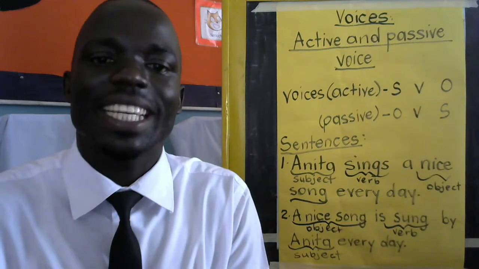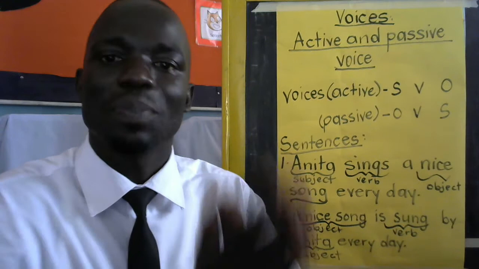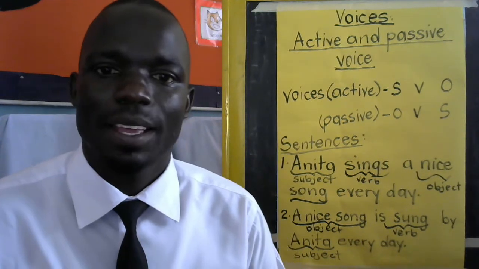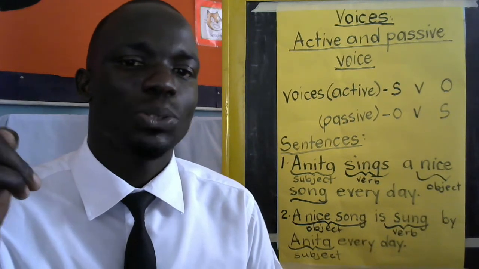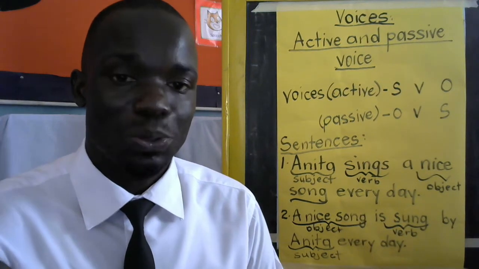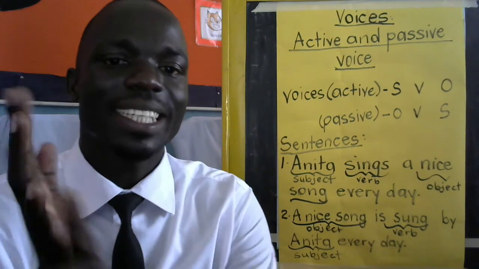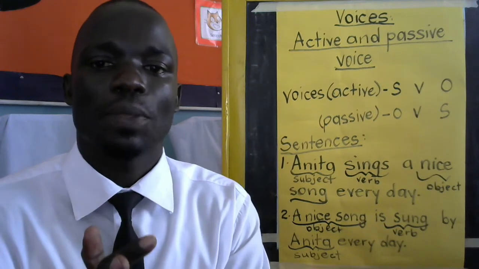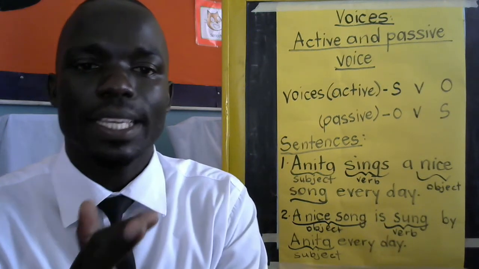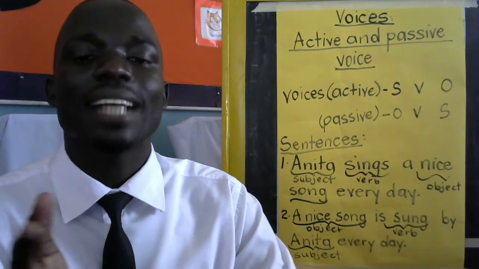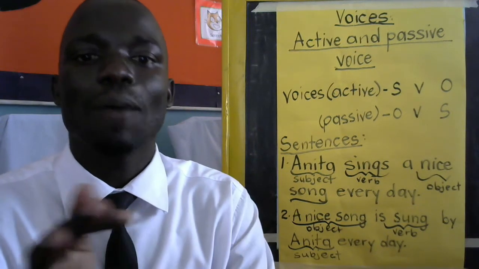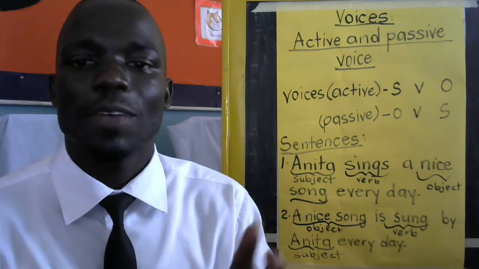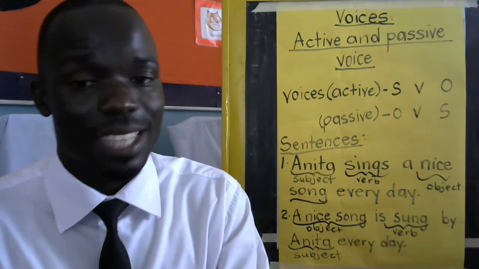So when we are changing any sentence in present simple tense from active to passive voice, we use any of the two helping verbs that I'm going to tell you. One is the helping verb is, and another one is the helping verb are. Why is? We use is when we are given a singular subject, like our subject there is singular. Singular means one. We have been given one subject, and that subject is Anita.